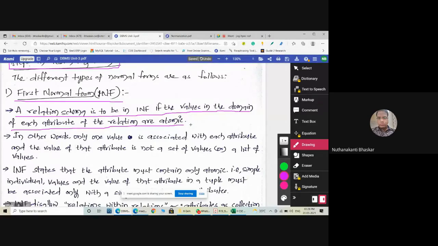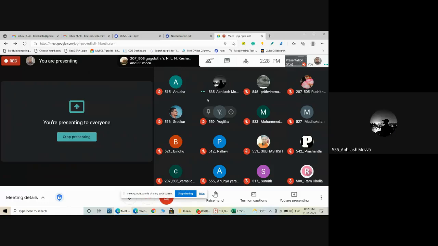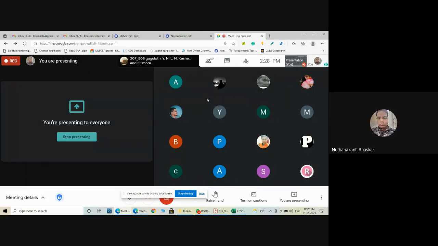Tell me, anyone? What is the meaning of atomic? Single value. Single value, very good, Abhilash. It means that if the given relation is in first normal form, each and every attribute in the relation contains only a single value.